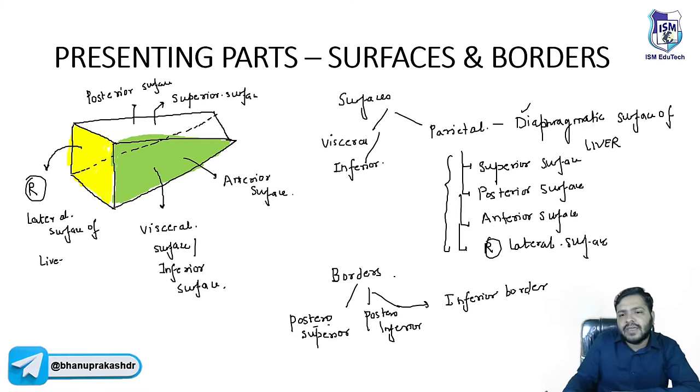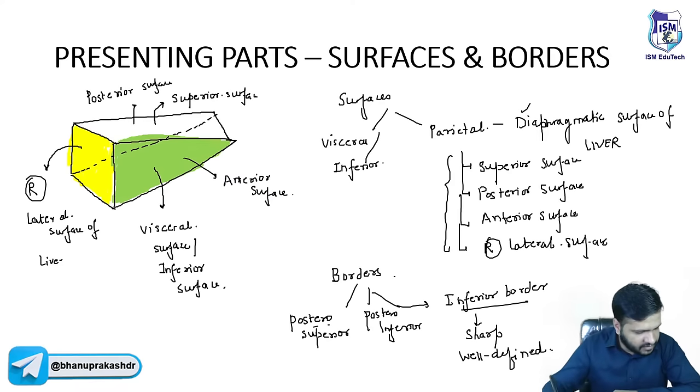Inferior border, you have to know, is a sharp, well-defined border. Yes, Sai Krishna, Sajda, very good, beta.